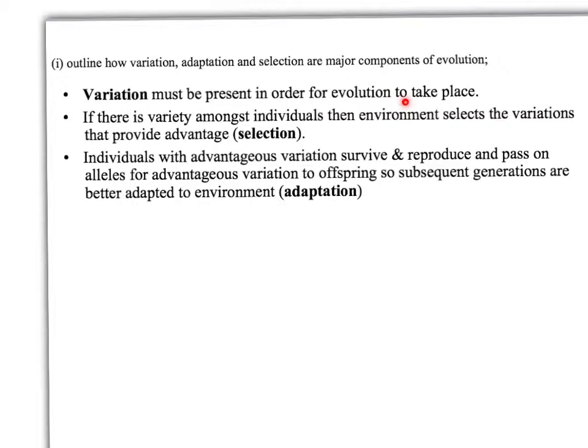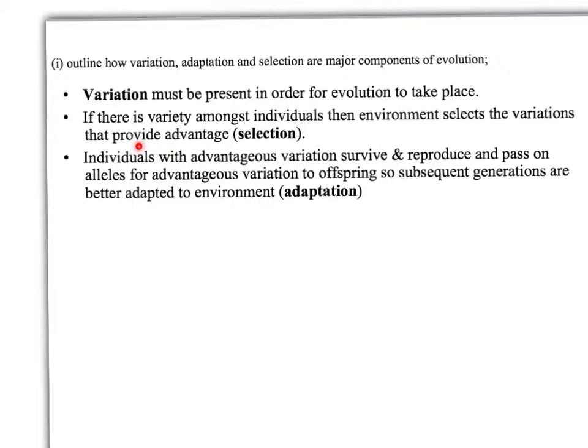New variants within the population caused by mutations are hugely important to evolution as well, because without new variants, evolution wouldn't really occur. So if there is variety amongst individuals, then the environment selects the variations that provide advantage, and that's selection. Organisms with advantageous variations have a better chance of surviving.